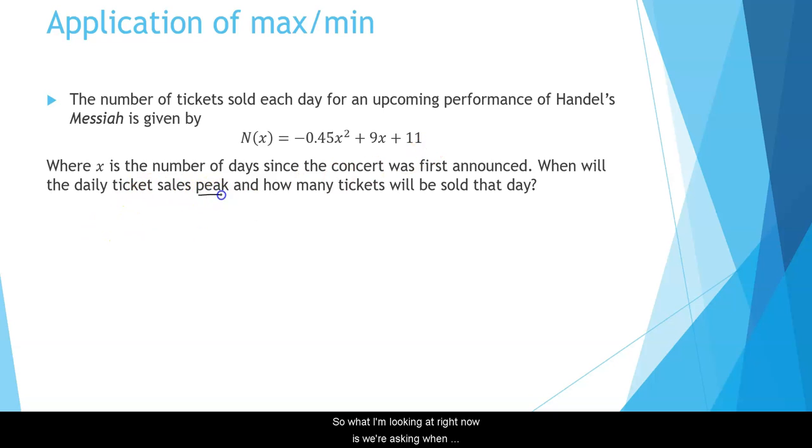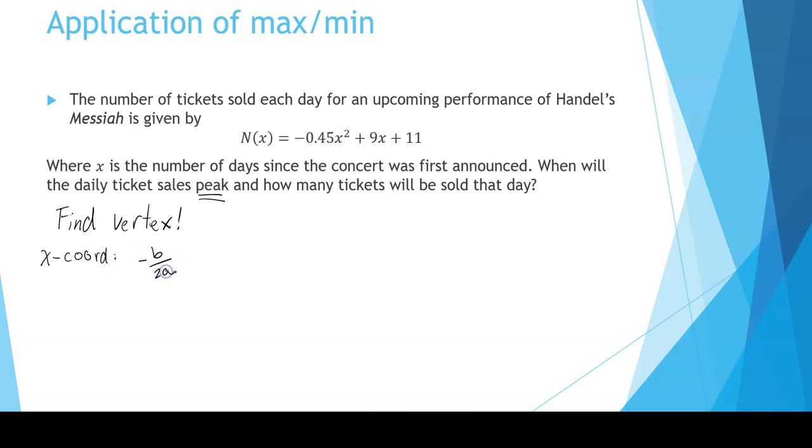So what I'm looking at right now is we're asking when the ticket sales will peak. That right there tells me that we're looking for a maximum. So if we're looking for a maximum or minimum, what we want to do is find the vertex. This equation is given to us in standard form. To find the vertex in standard form, the x-coordinate of the vertex is given by negative b over 2a. In this case, our a is negative 0.45, our b value is 9, and I don't really care what our c is.